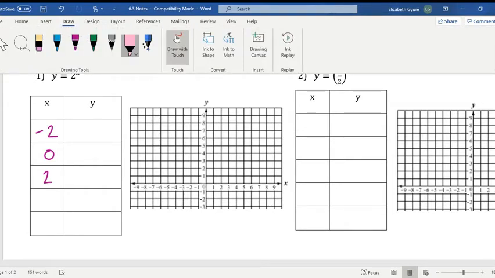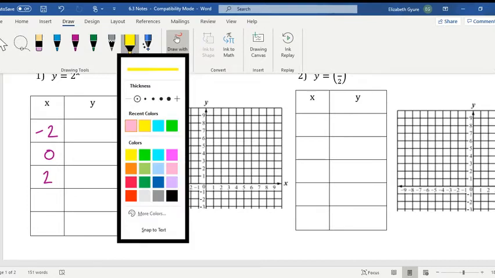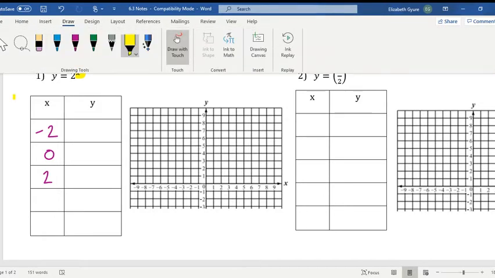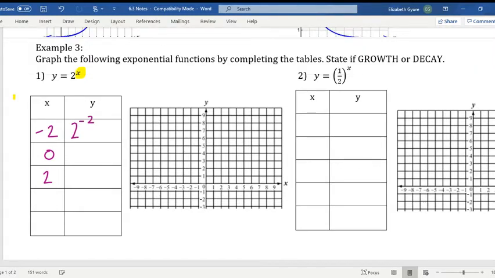We're plugging in a value, right? So this number is going to get plugged in where you see x. So these numbers that I wrote down, the -2, 0, and 2, these are going to become our exponents. So when I plug in -2, I'm going to do 2 to the -2.